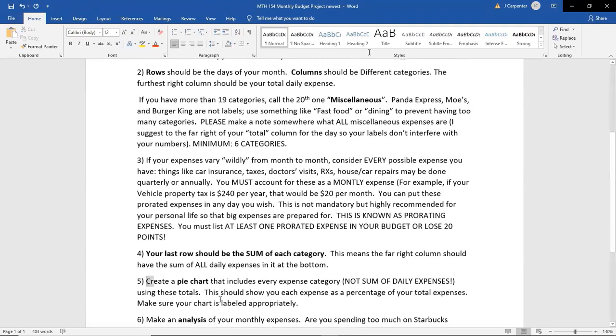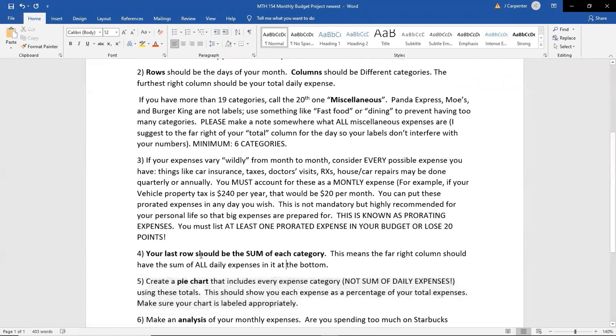Next, I want you to create a pie chart, big fan of this for budgets, that will include every expense category with the exception of the sum of daily expenses. We've talked about with pie charts why you don't want to have the regular categories and then a sum category. This was very early in the semester. So your pie chart should just be based on the categories, using the totals from part 4.